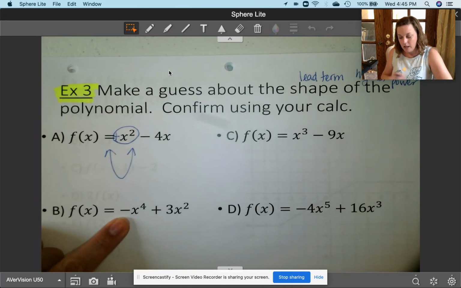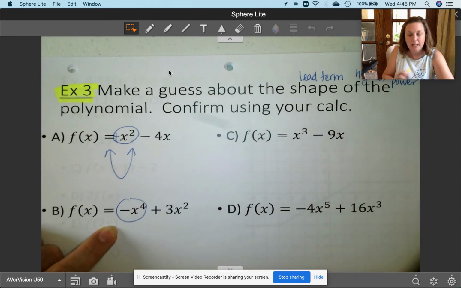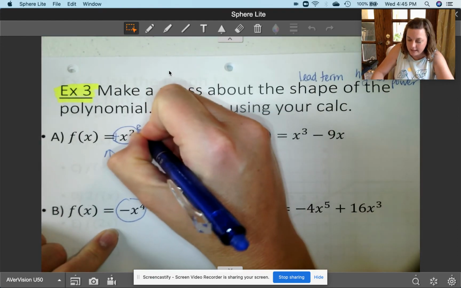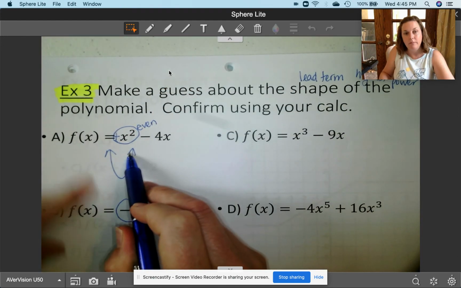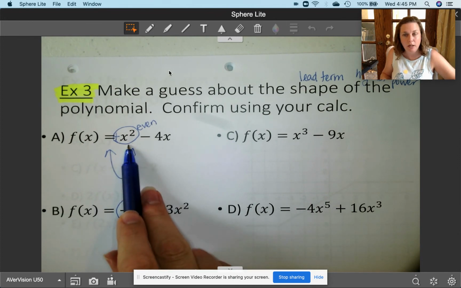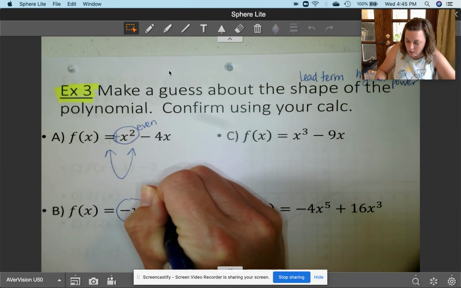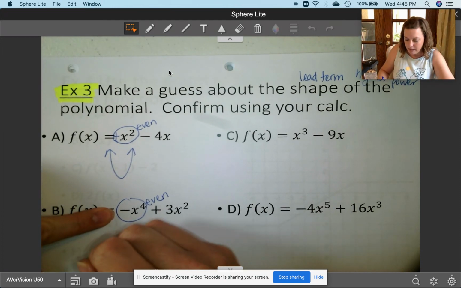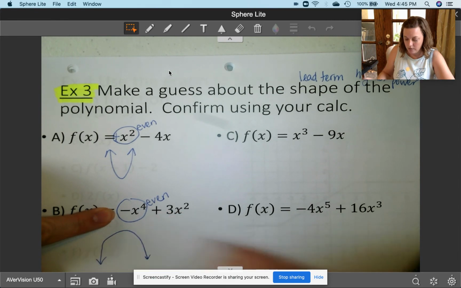What about this one? Negative x to the 4th. That is the leading term. It tells us so much. When in doubt, graph it out. I will tell you, though, it has an even power. Its arms up just like an x squared. If it's got an even power, the arms are always going to match. They're either going to be arms up or arms down. The negative makes it arms down.